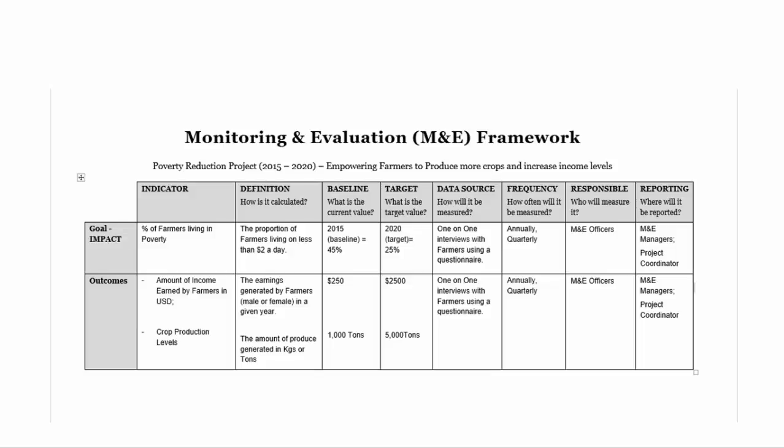is it collected. So, for example, if you look at the overall goal, which is percentage of farmers living in poverty, the indicator for that goal is, of course, the percentage of farmers living in poverty. But how is this information collected? It is collected by, okay, so you can see there's a data source there. One-on-one interviews with farmers using questionnaires. How often do you do that? Annually, quarterly. And who does it? It's the M&D officer. So this is pretty straightforward.